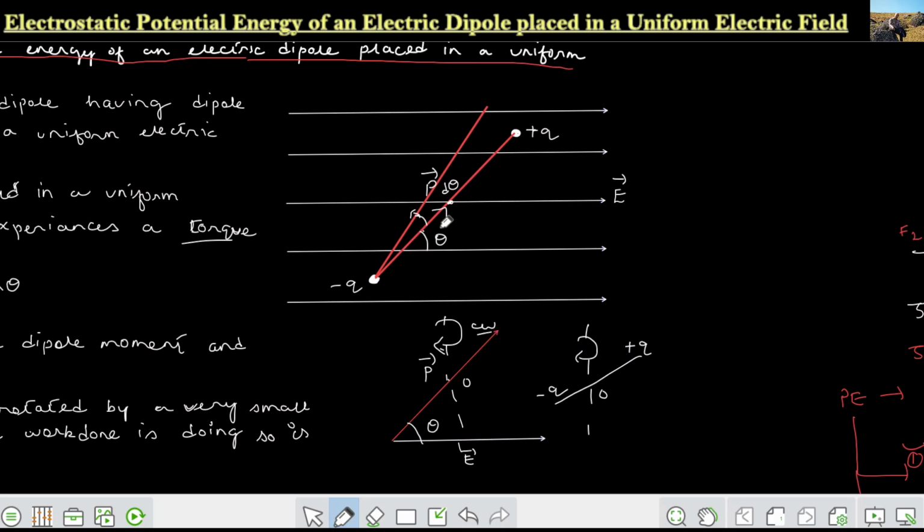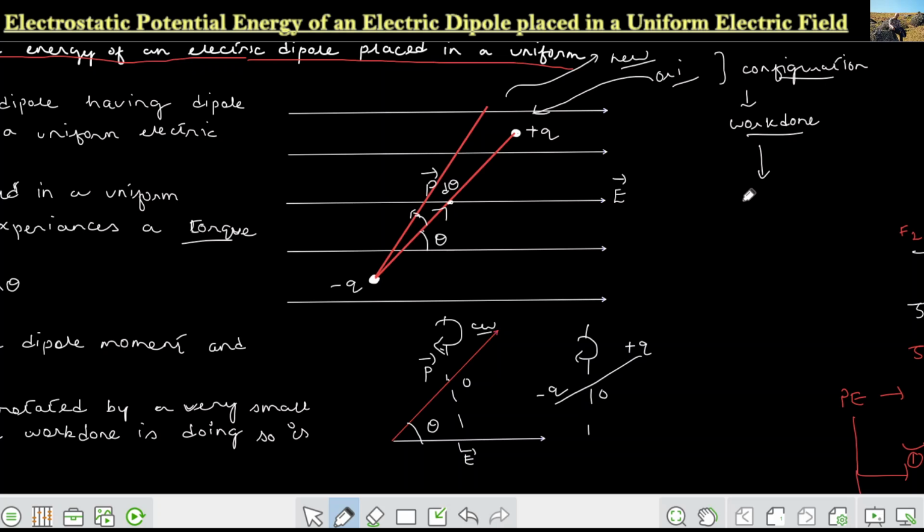What will happen? In rotating from the original position to this new position, there will be a change in our configuration. So what do you have to do in order to rotate from the original point to the new point? In physics, when you move something, there should be work done associated with it. This work done accounts for energy stored in the system, and this energy stored in the system will be in the form of PE.